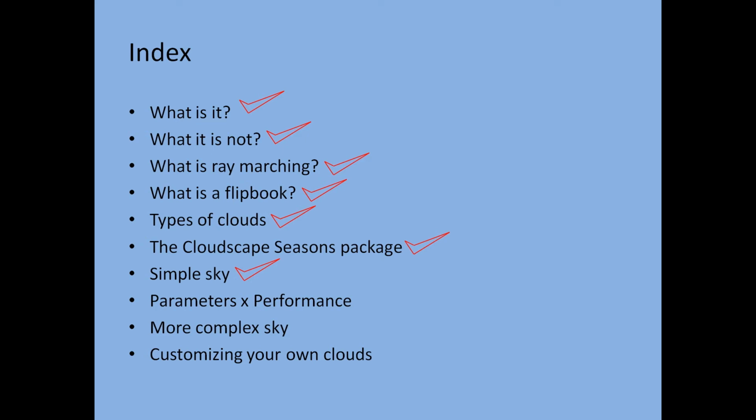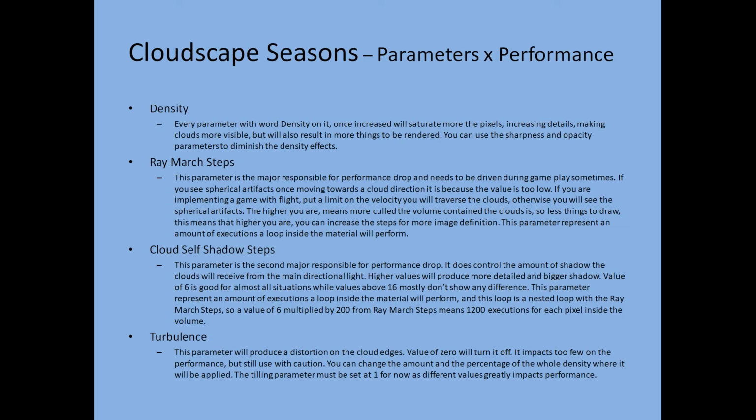Now I have to add some more information because some values will have different results regarding the performance. So whenever you see attributes in this Cloudscape for density, ray march, cloud self-shadow, and turbulence, you have to look at them carefully because they have different impact on the performance. So I have here a text telling you what they are.